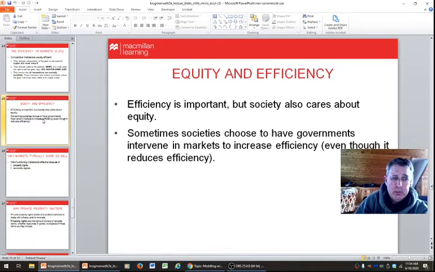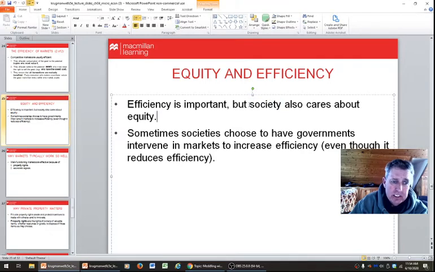Equity and efficiency. Efficiency is important. Here's where we go into la la land. But society, what is society? I don't even know what that is. Society is made up of individuals making choices. So I don't get what this thing society is, and because it doesn't exist, it doesn't care about things. Individuals care about things. Individuals care about equity, yes. Society as a whole doesn't agree on equity. The individuals that make up this thing called society never agree on equity. What's equity? What's fair? That's ridiculous. My idea of fair is not your idea of fair.